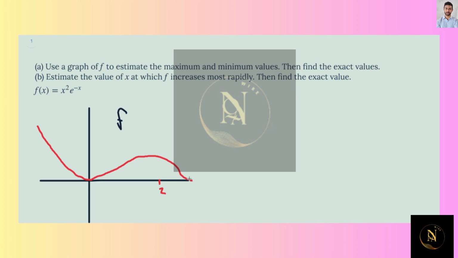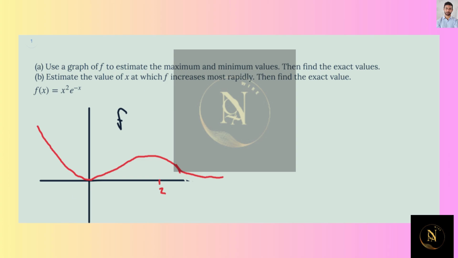This function actually, I believe, never goes past this axis. It never touches the x-axis. So that means we have a possible absolute min, and then we have a local max. So we're looking for two different answers.